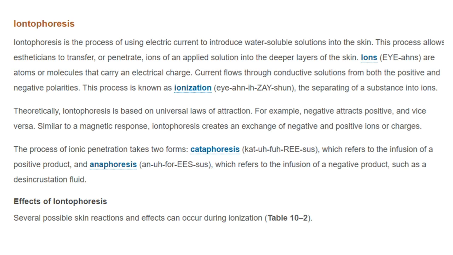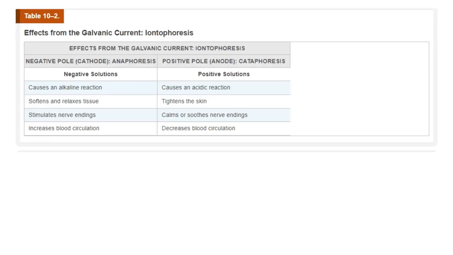Effects of iontophoresis. Several possible skin reactions and effects can occur during ionization. Table 10.2. Effects from the galvanic current, iontophoresis.